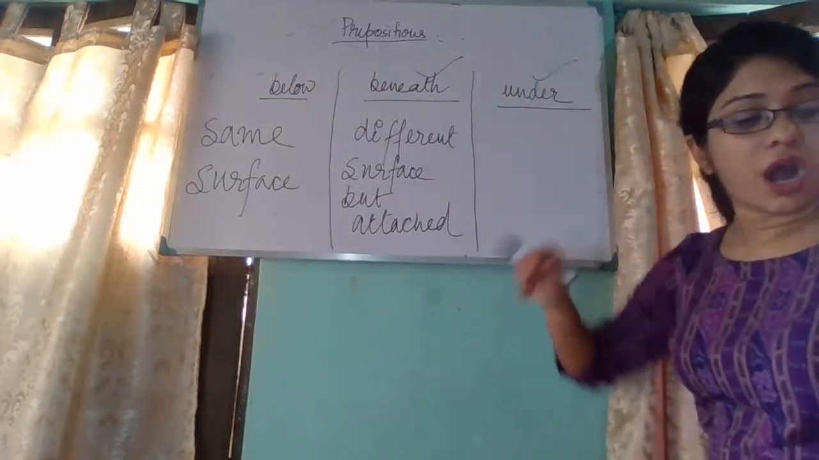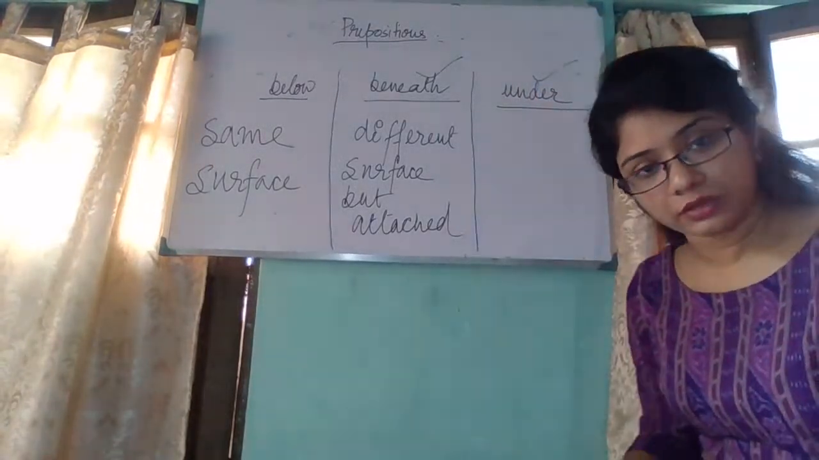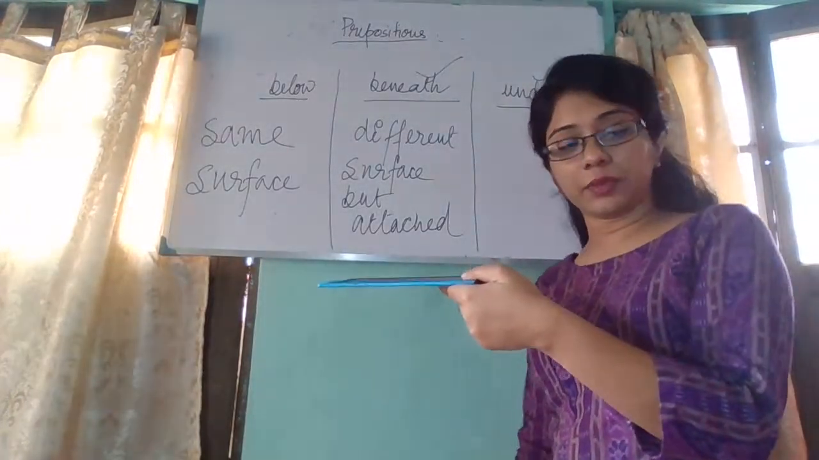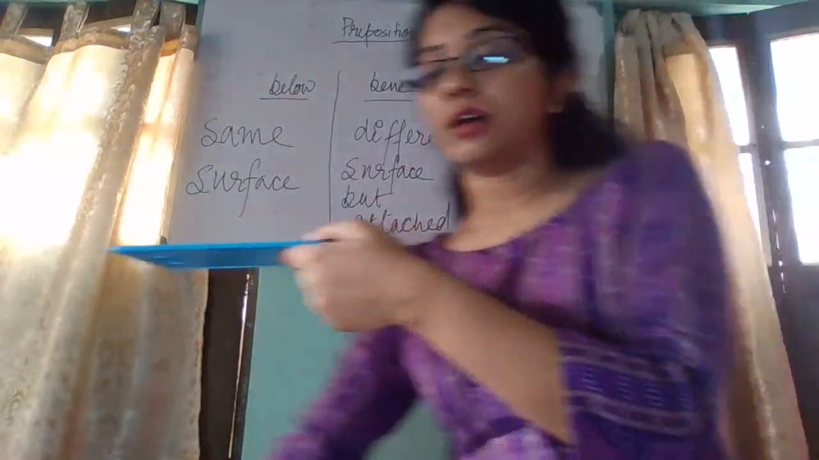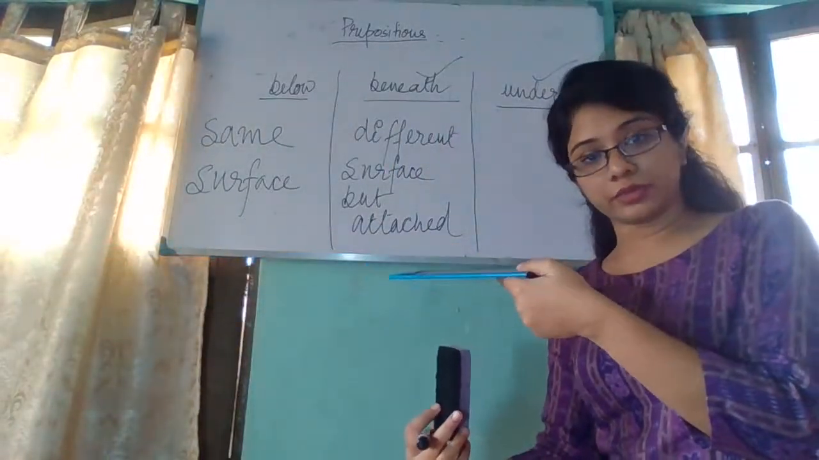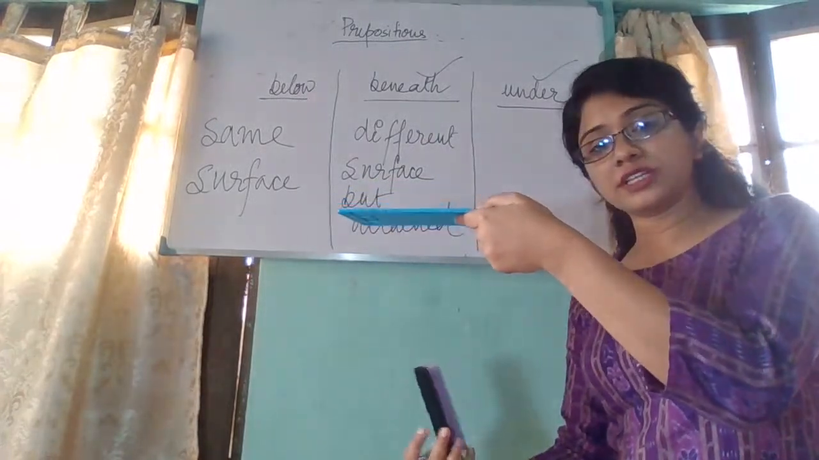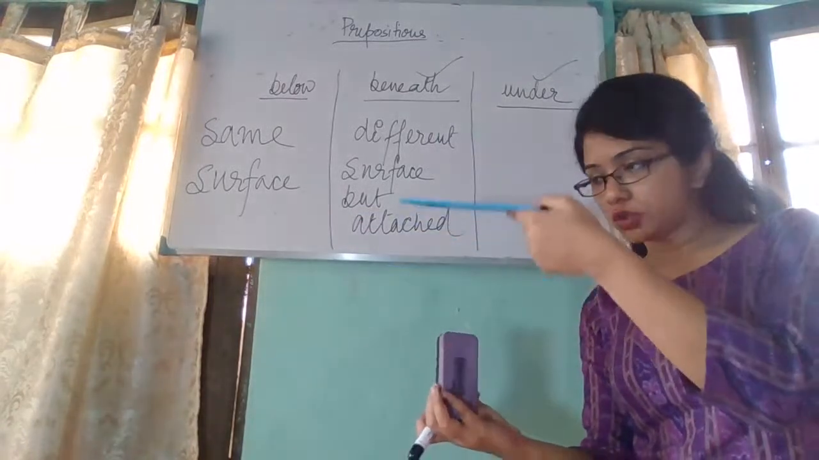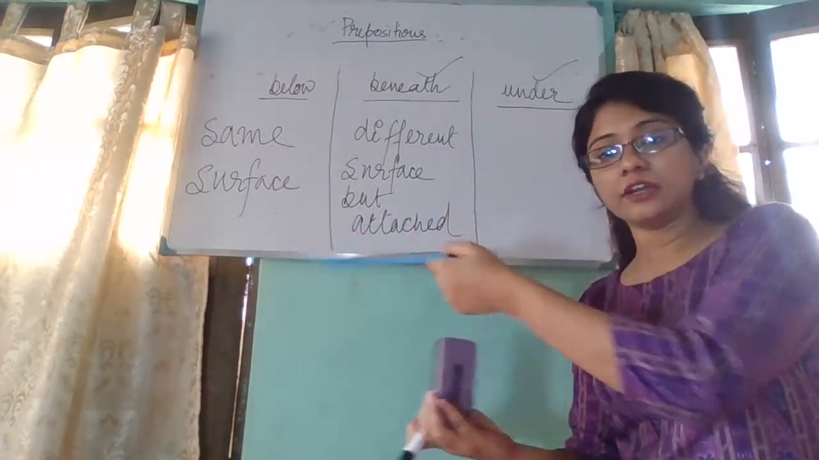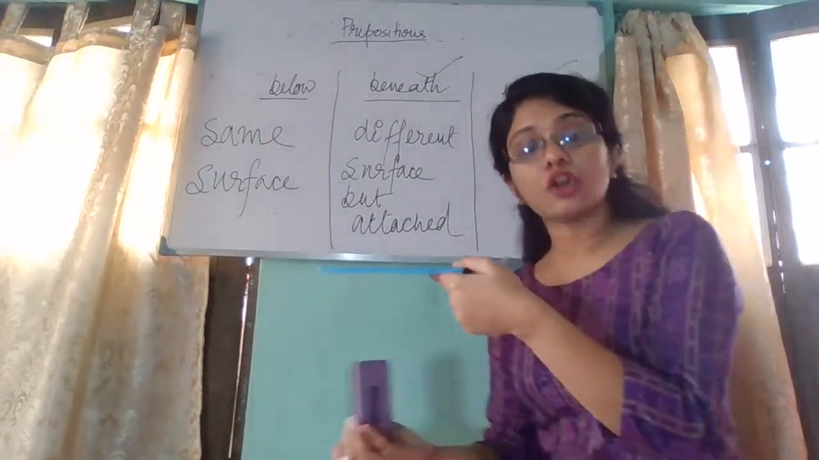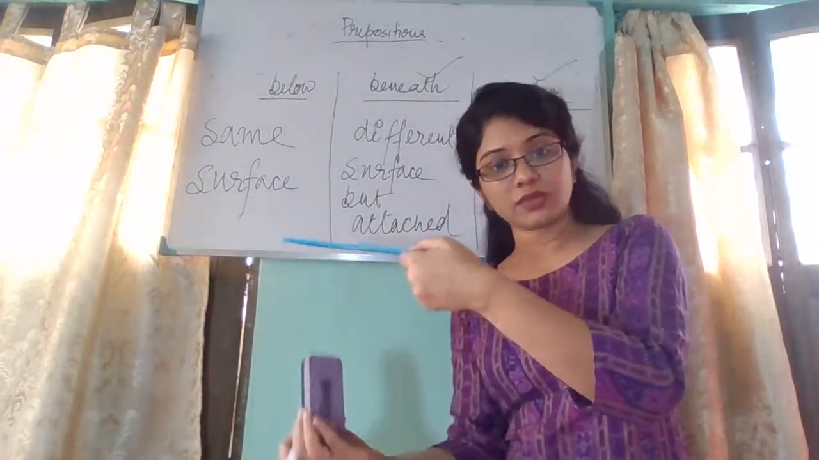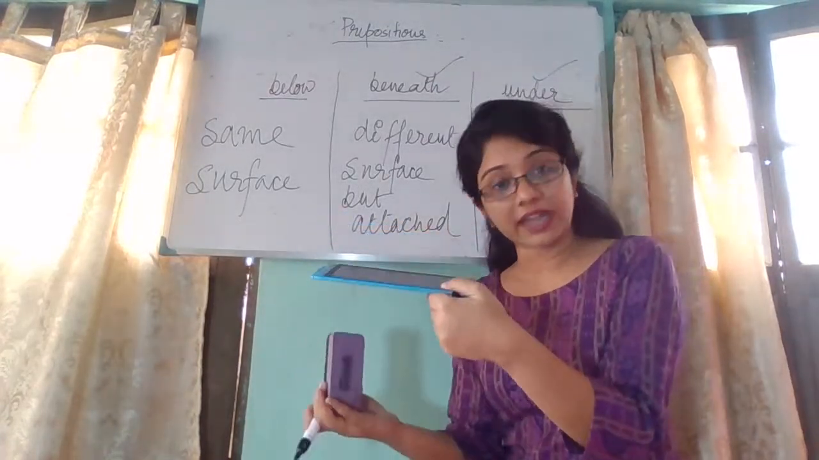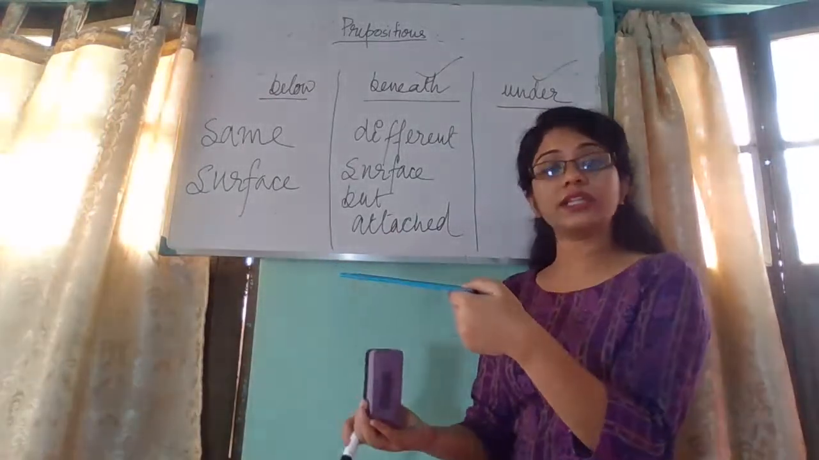What is under? Under is no attachment. Different surface and no attachment. For example, this is a table and a cat is sitting under the table. The surface for the table is the wall over here and the surface for the cat is my hand. So they are having different surfaces and they are not attached to each other. That is why it is under. When the surfaces are different and there is no attachment between the two, then we call it under.